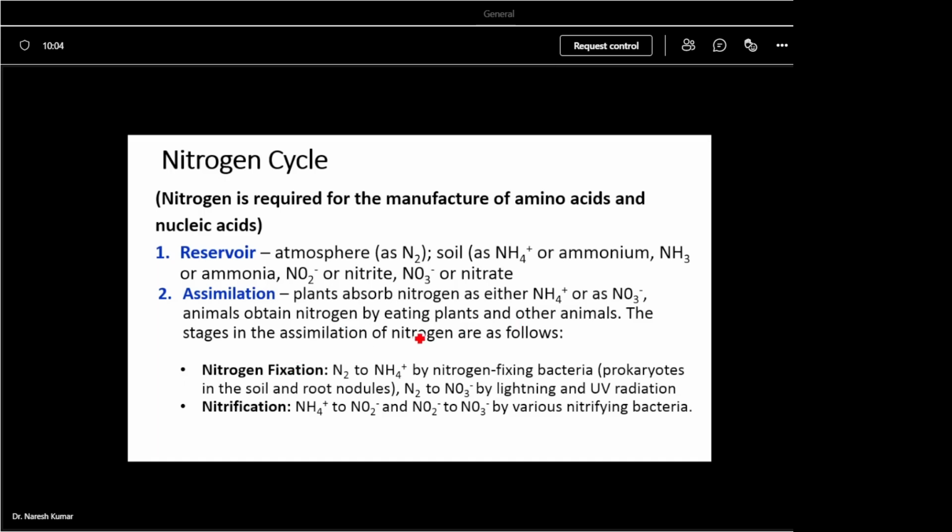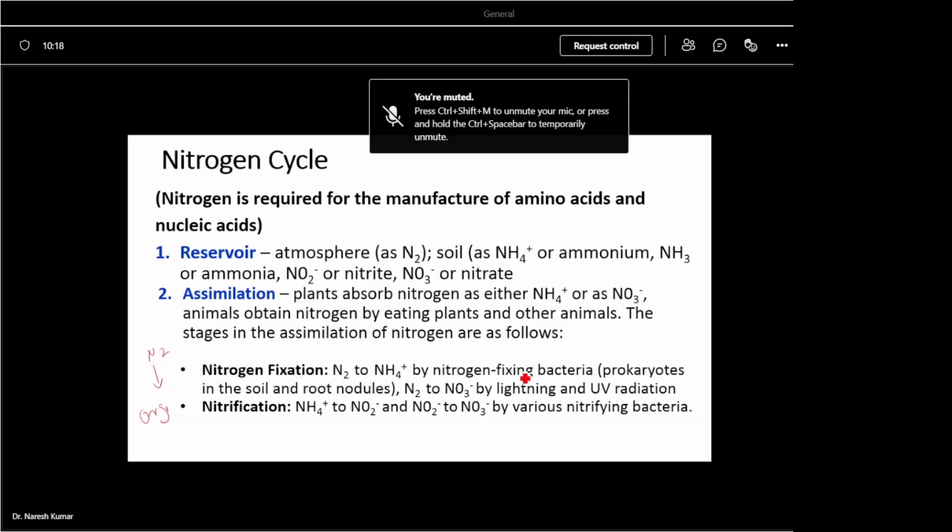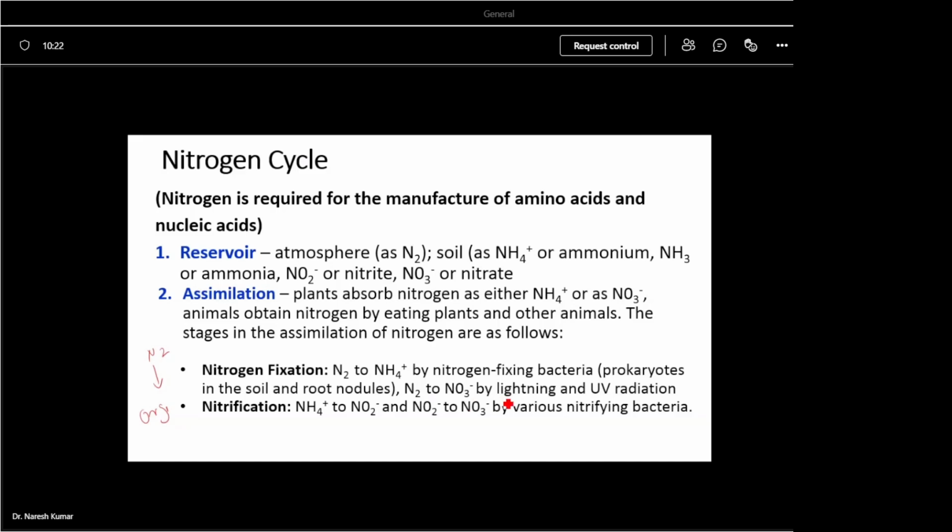So the stages in the assimilation of nitrogen: the nitrogen that is there in the atmosphere, now how is it going to the organism? That is the cycling. Nitrogen fixation is the first step, where nitrogen is converted to ammonia, and then this is taken up by the living organisms. Once it is there in the living organism, that means it is assimilated. Now it is part of the biomass.